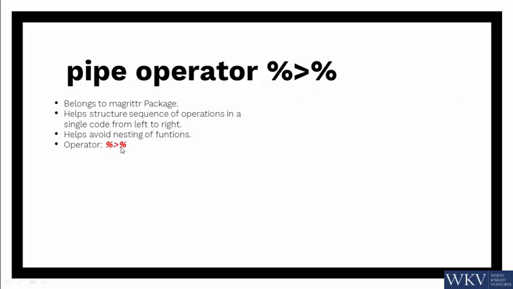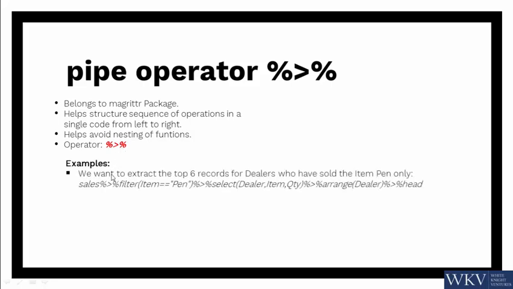Percentage greater than percentage. Example. Again, we will use the same example that we just saw. We want to extract the top 6 records from dealers who have sold the item pen only.